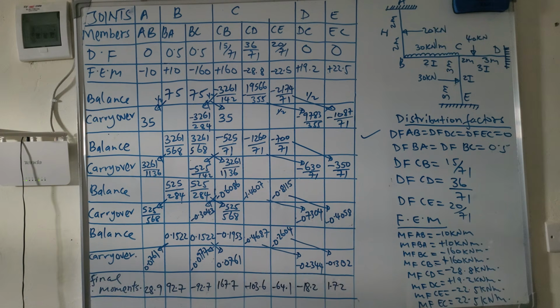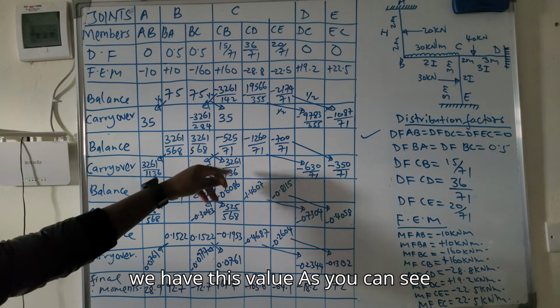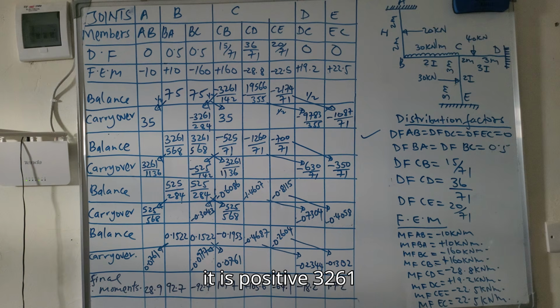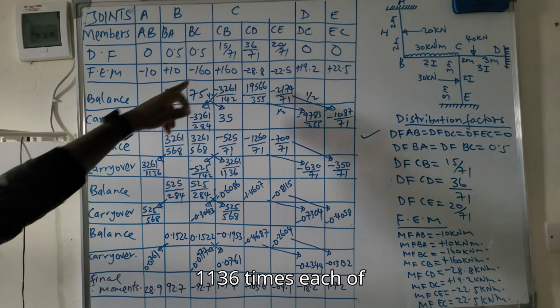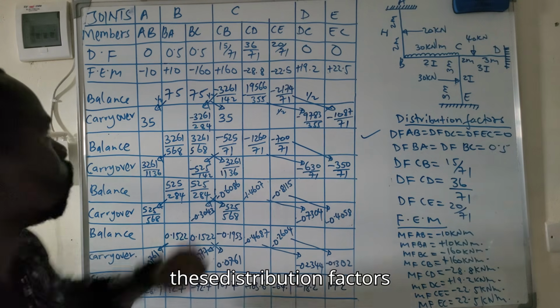At joint C, we have this value. As you can see, it is positive 3261 over 1136. So you change that positive to negative, and the value remains the same. So you take negative 3261 over 1136 times each of these distribution factors.